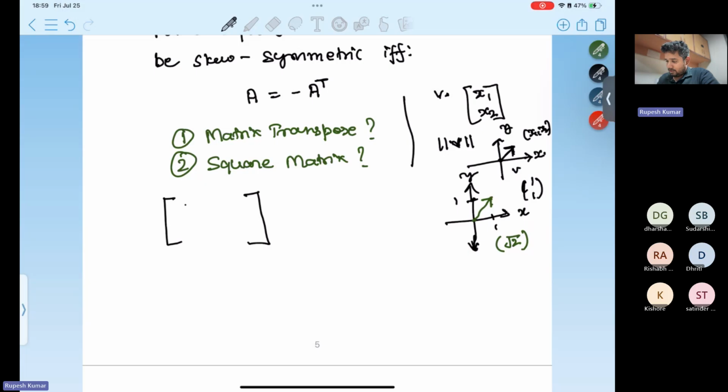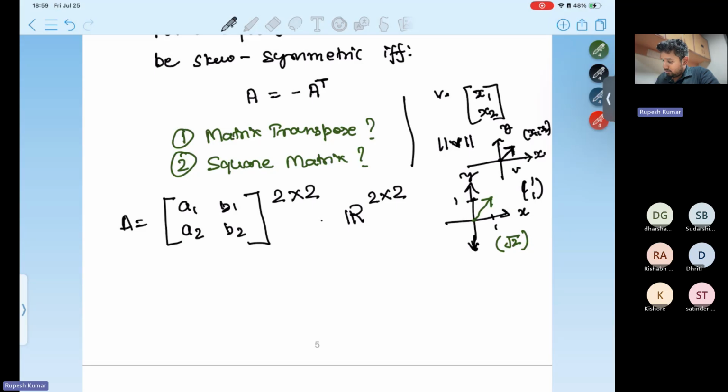So let's say we have some matrix that has elements a1, a2, b1, b2. Let's say these are two vectors, a1, a2 and b1, b2. They can be combined into a single matrix. Now let's move ahead. Every matrix has some dimensionality, right? This is a matrix containing two rows and two columns, so this is a matrix of 2 comma 2. This is usually represented using R2 cross 2. So let's say we have a matrix A equal to this. You can always say A belongs to R2 cross 2.